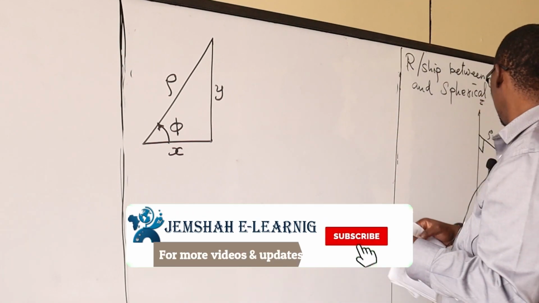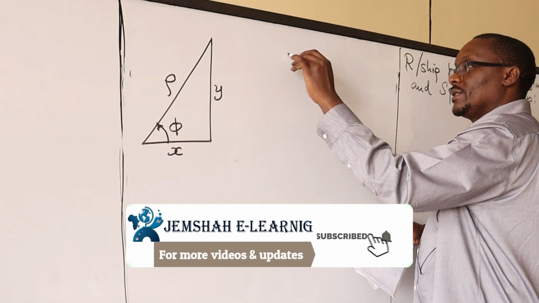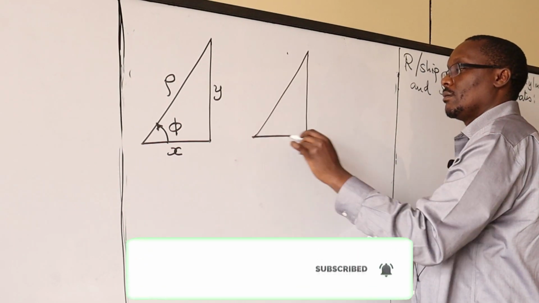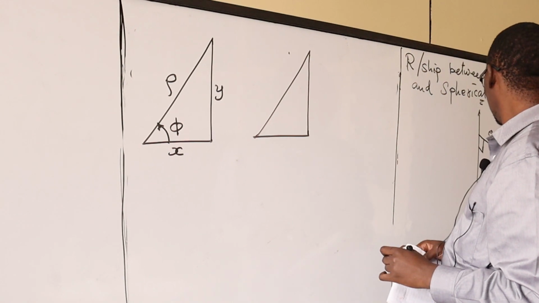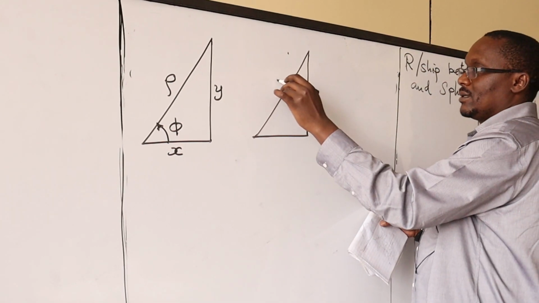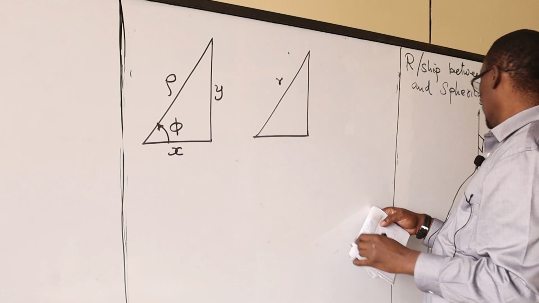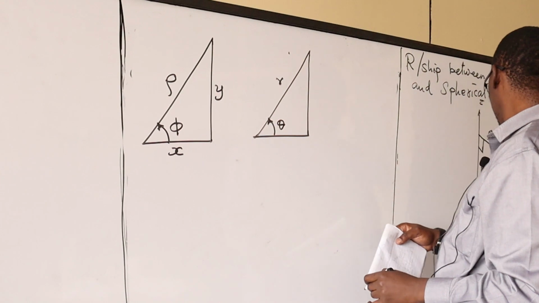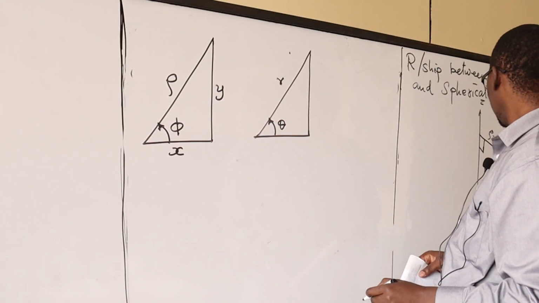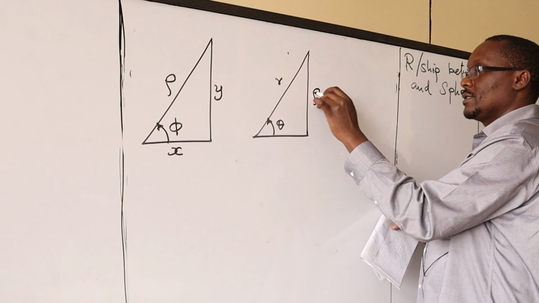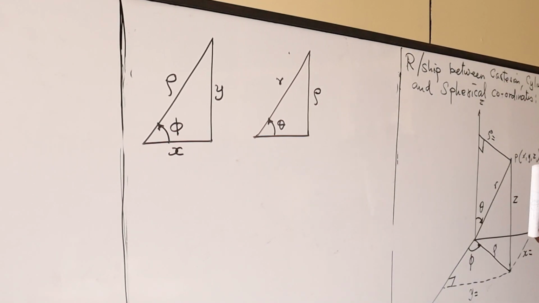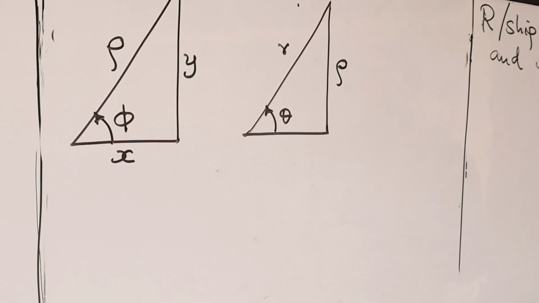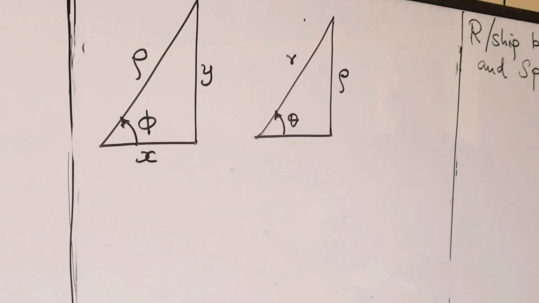And I also have this other one. Still have to draw it, but it is a right angle triangle, like so. So the hypotenuse is r, the angle that it makes with r is theta, and the opposite of theta is rho. So those are the two right angle triangles that we have, and we want to see how we can get the relationship in them.